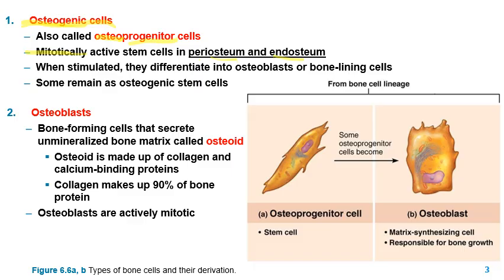Second type of cell, those are your osteoblasts. Okay, so those are beginning to differentiate into the bone cell. So this is starting the differentiation, not finalized, okay, going into the process of becoming osteocyte.